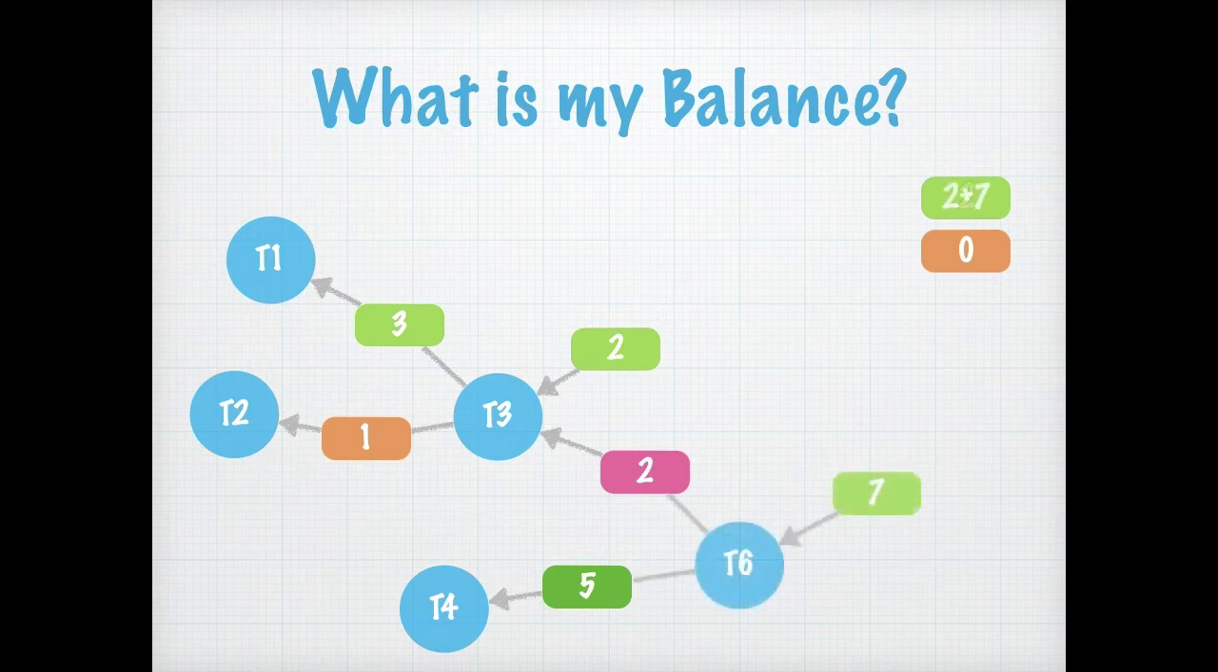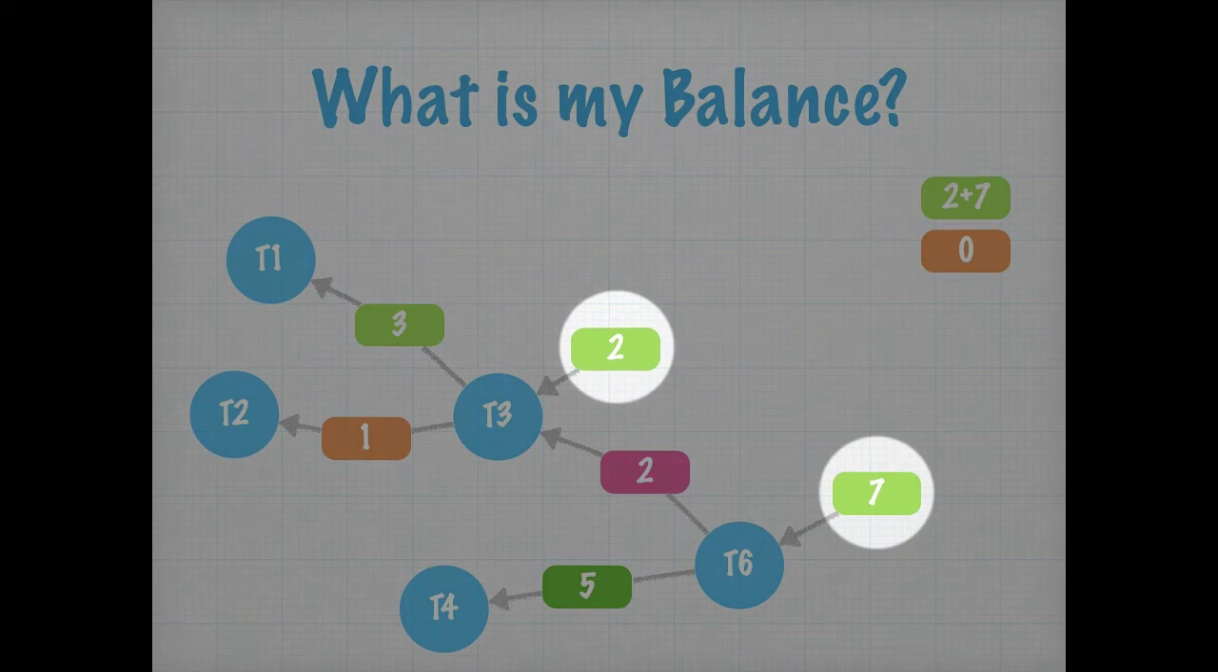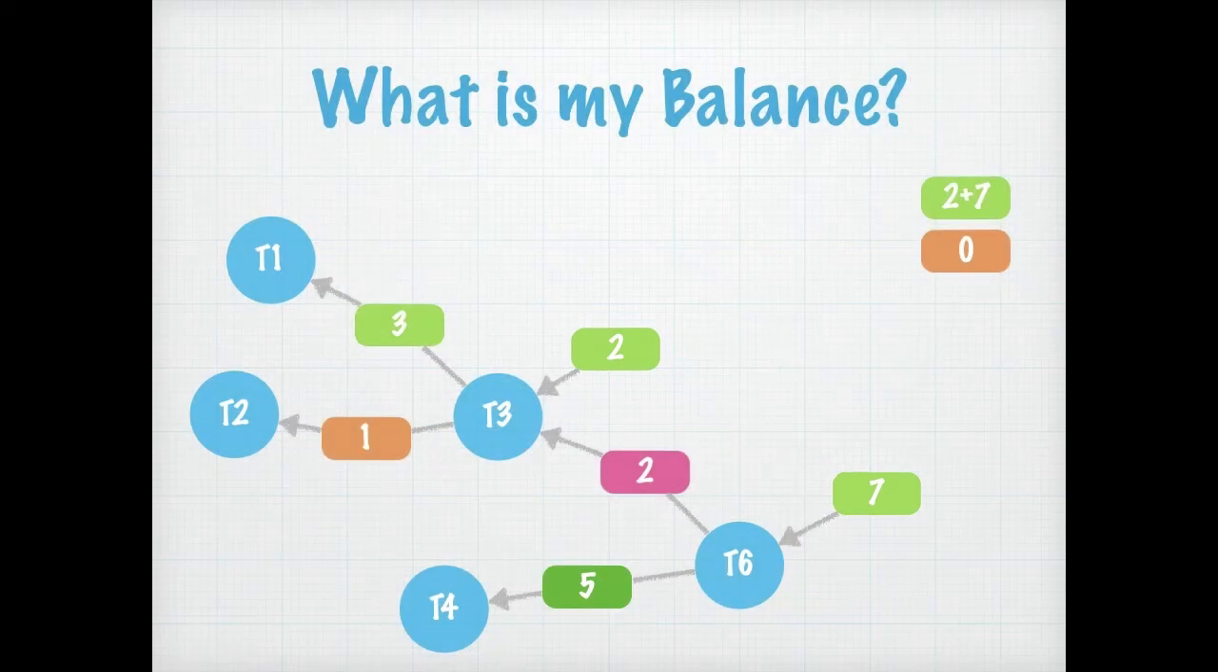And we can continue with this. Now you can see that there is a total of 2 unspent outputs to the light green public key. So the balance in there is 2 plus 7, which is a total of 9.